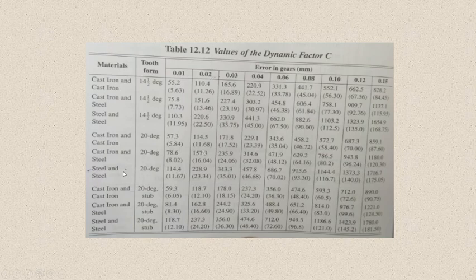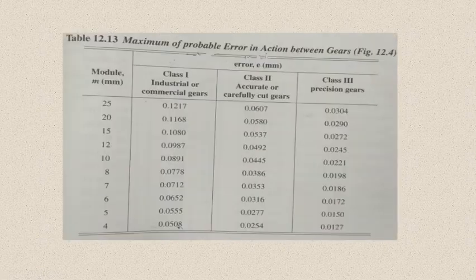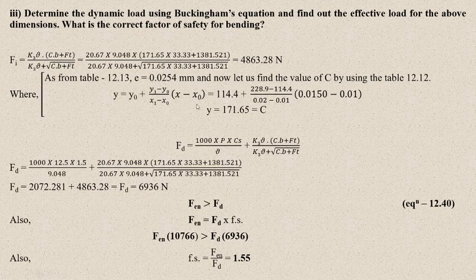Now match the boundary conditions, as the material of both the gears is steel and steel with 20 degree full depth. It means the value of capital C is 114.4 with respect to 0.01 and 228.9 with respect to 0.02. Now using the interpolation method we can easily find the value of capital C. See here, this is the interpolation formula. Put all the values and you will get capital C as 171.65.